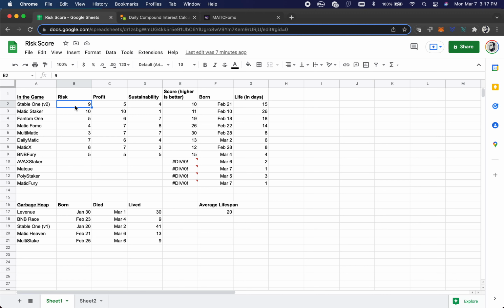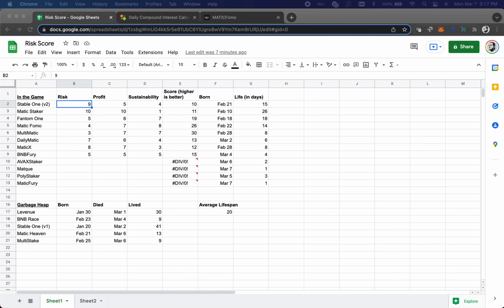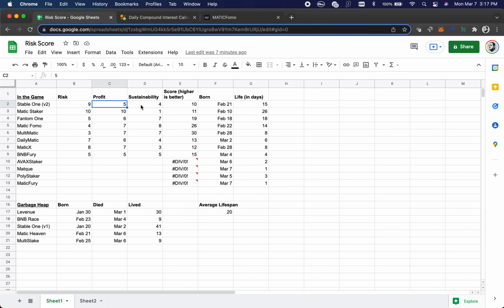Anyway, Stable One V2 risk, I'm keeping it up there. Its balance is slowly declining. It was up over 800,000 Matic, now I think it's down like 670,000, so it's dropped quite a bit. Profit stays in the middle, obviously. Sustainability, I'm going to drop it down to a 3. It just keeps going down. I feel like that V1 really hit them hard, and I think people are losing faith after they moved over to V2 and they see other options out there.